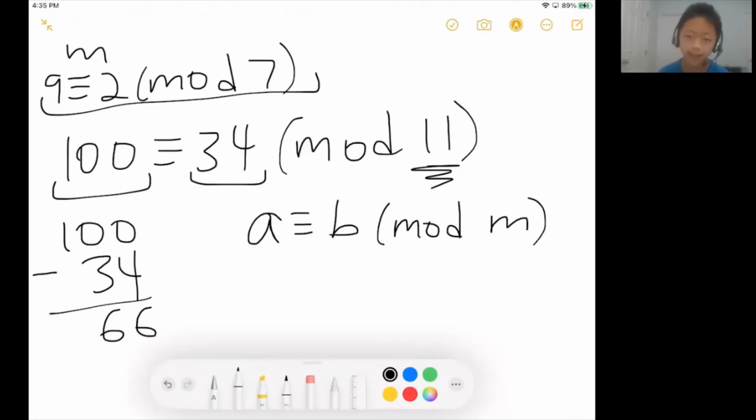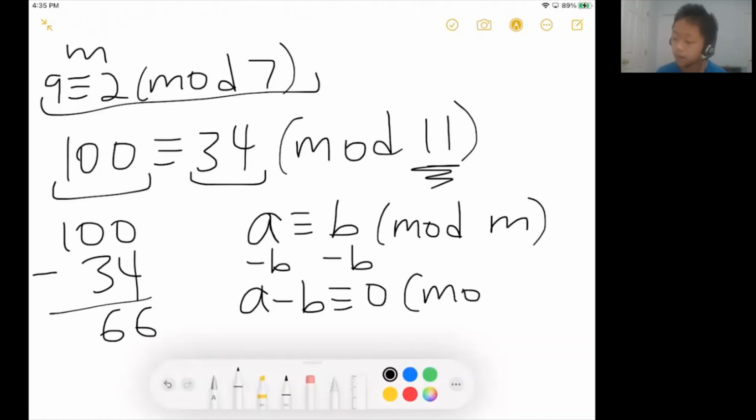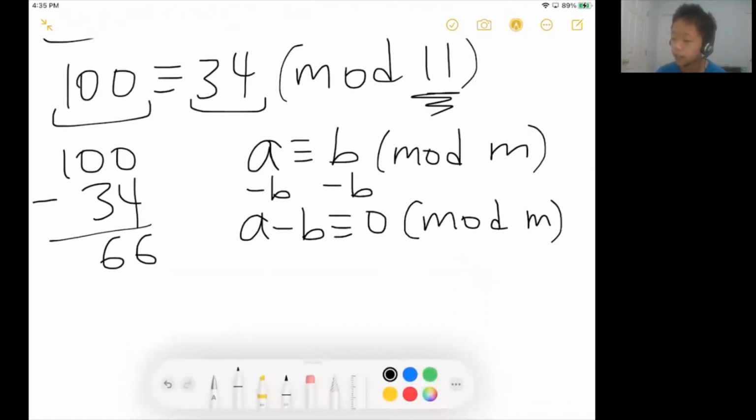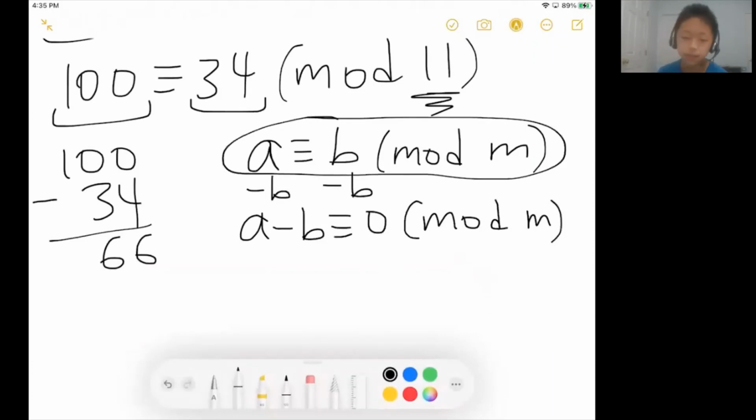This is the thing we started out with in the beginning. We originally defined this as meaning that A and B leave the same remainder when divided by M. You can also think of it as subtracting B on both sides to say A minus B is congruent to 0 mod M. So you can also think of this original definition as A minus B is divisible by M.